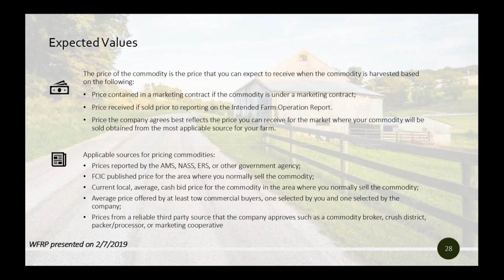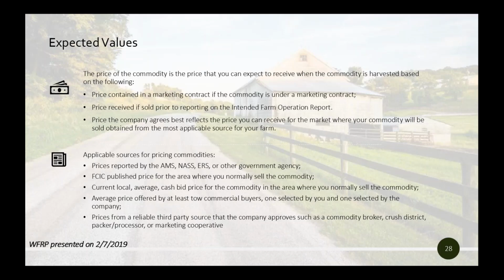So the applicable sources for pricing commodities, there's multiple sources here. They may be the prices reported by the Ag Marketing Service, National Ag Statistical Service, or the Economic Research Service, or any other governmental agency. Could be that the FCIC published price for the area where you normally sell the commodity might be the most reflective of the price that you could receive. The current local average cash bid price for the commodity in the area where you normally sell the commodity. This may be a situation where you need to apply a basis to the commodity for your area.